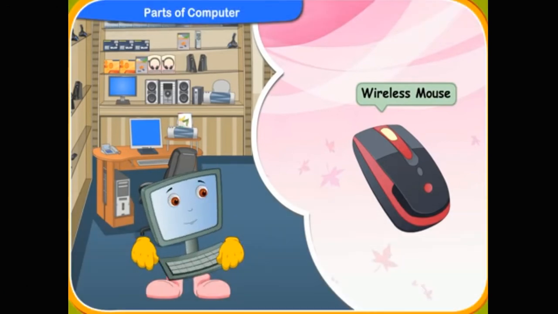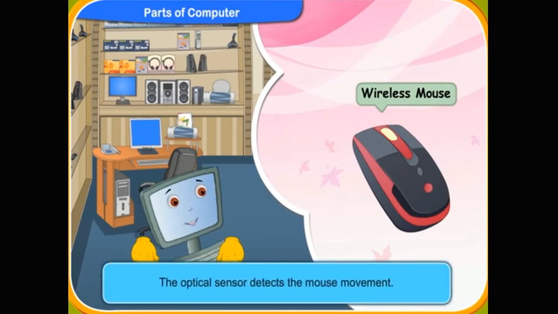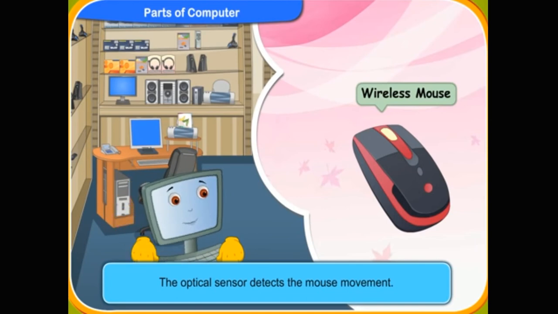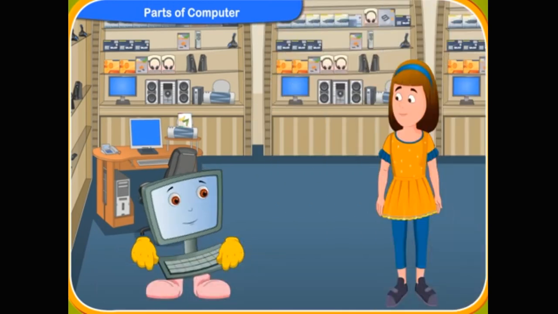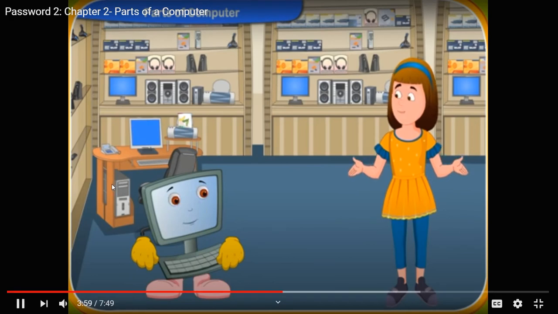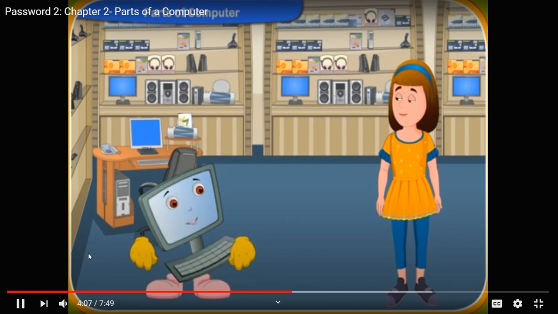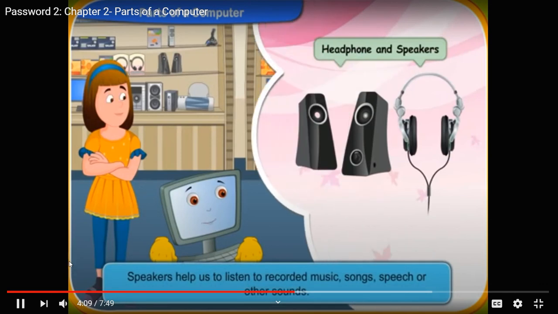Why is there a light under the mouse, Kiko? That is the optical sensor, Rennie. It detects the mouse movement. Earlier, there used to be a ball inside the mouse instead of an optical sensor. Okay, so these are the main parts of the computer. Now, can you tell me what all those devices are used for, Kiko? Sure, Rennie. These are the speakers.